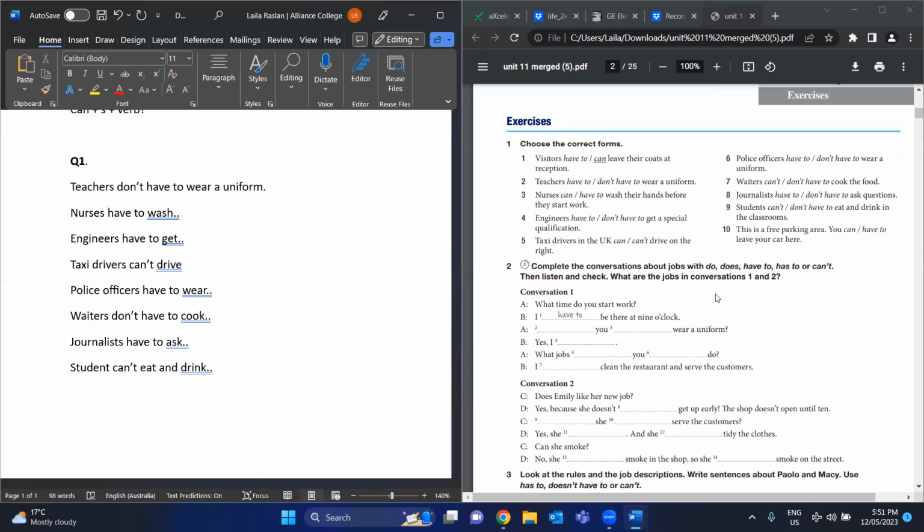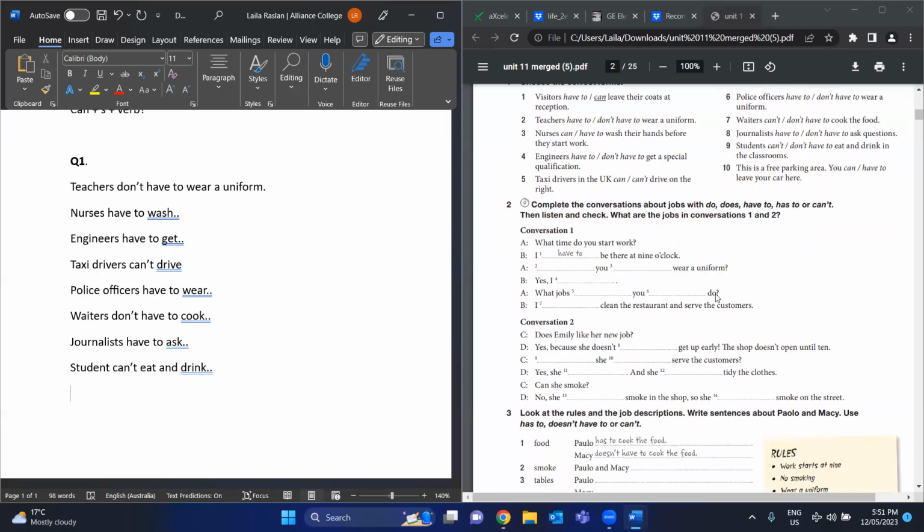You can't speak and eat at the same time. Number 10, Camilla. This is a free parking area. You can leave your car here. Yeah, you can if you want to, because it's a free parking area, so you can leave.